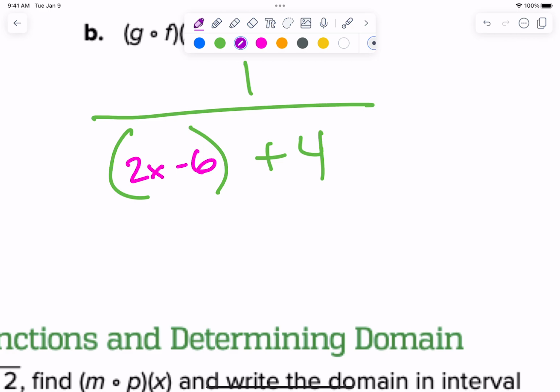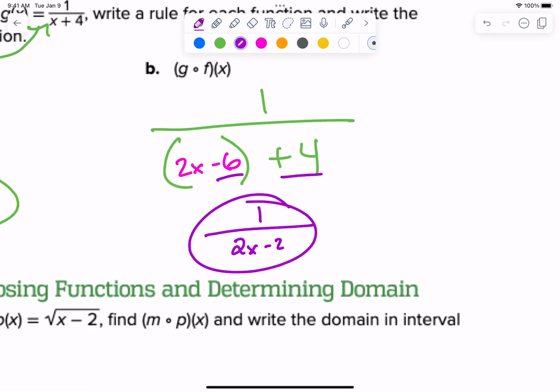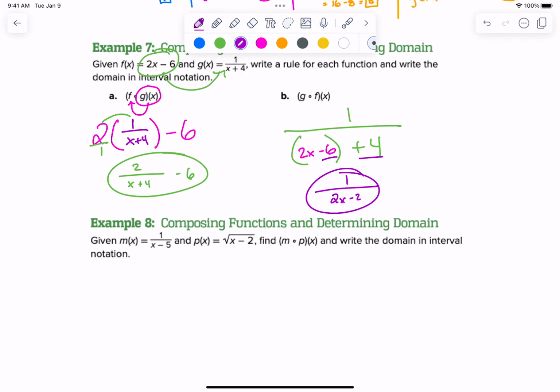We simplify negative 6 plus 4. We just combined the 6 and the 4. Got it? Questions about that? We're going super fast. Okay? All right, one more.